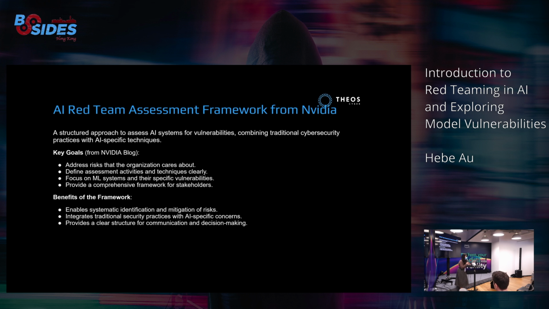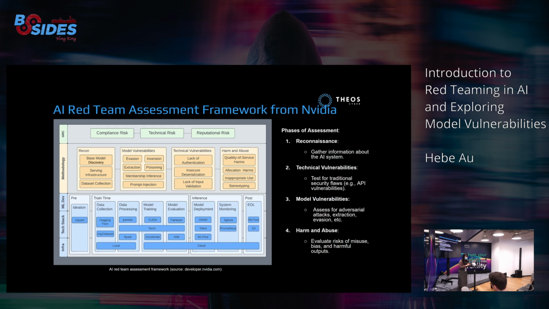So what is the benefit of using this framework? It enables systematic identification and grading of risk, integrates traditional security practice with AI-specific concerns, and also provides a clean structure for communication and decision making. So here is the framework. For me, I think this graph is quite clean. It shows what risks management should be concerned about, and also the methodology.